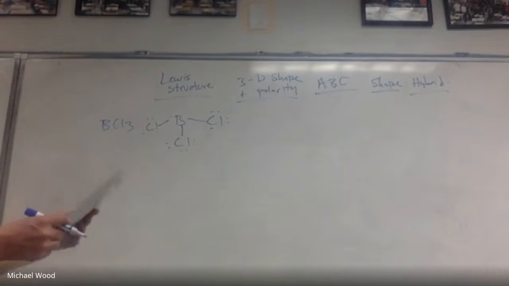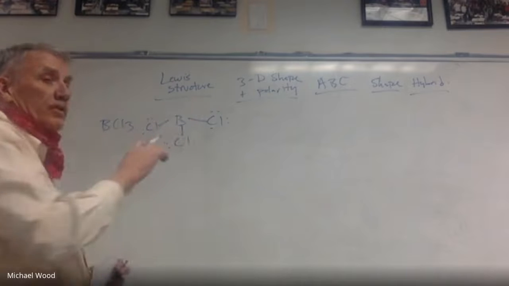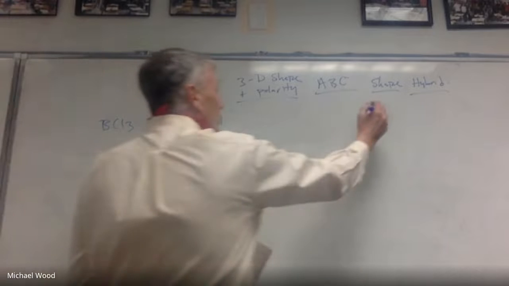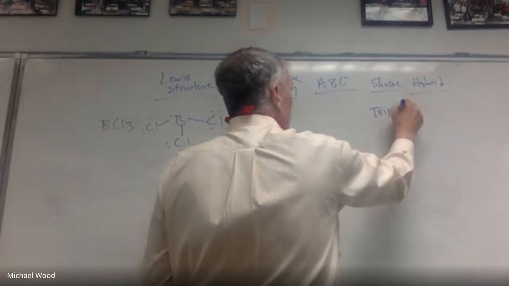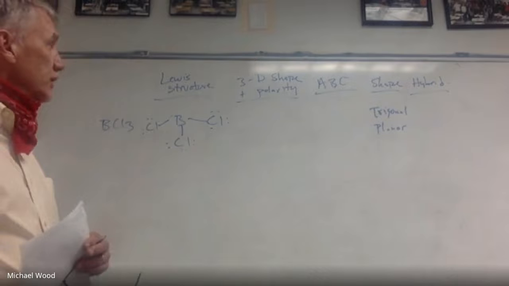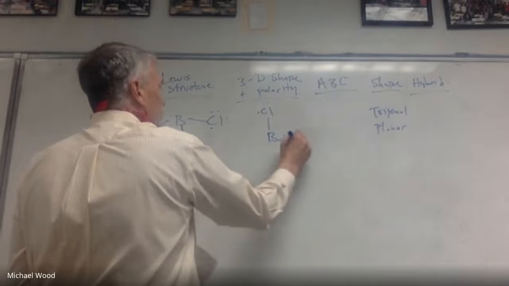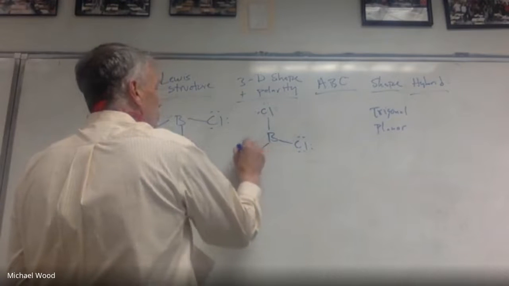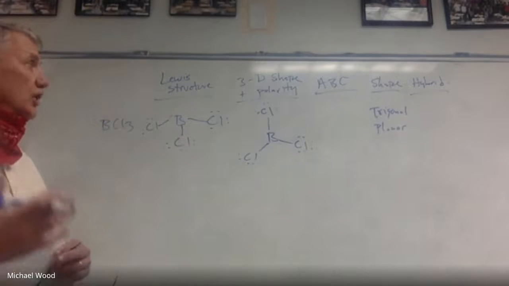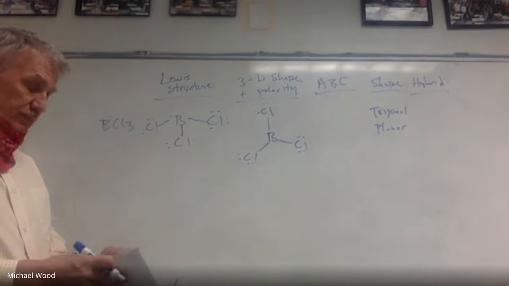Okay, so the 3D shape of this. If I count the electron domains, 1, 2, 3, there are no non-bonded pairs. So this is the shape over here. The name of the shape is trigonal planar. The way I would diagram it is like this. I want to go through the shapes and just how you diagram. This is truly a flat triangle, and if you were here and could build this, you would see it would look just like this.